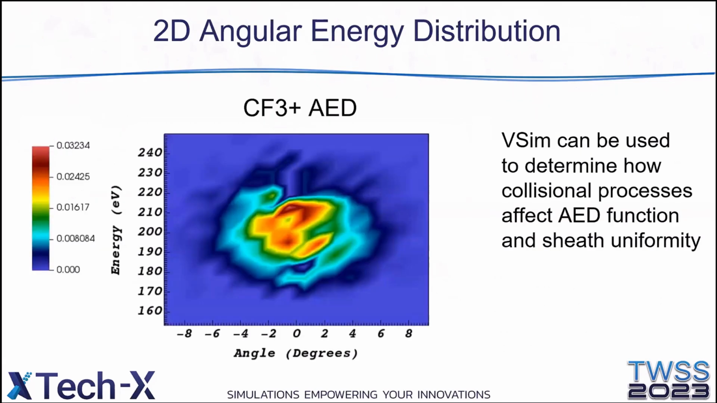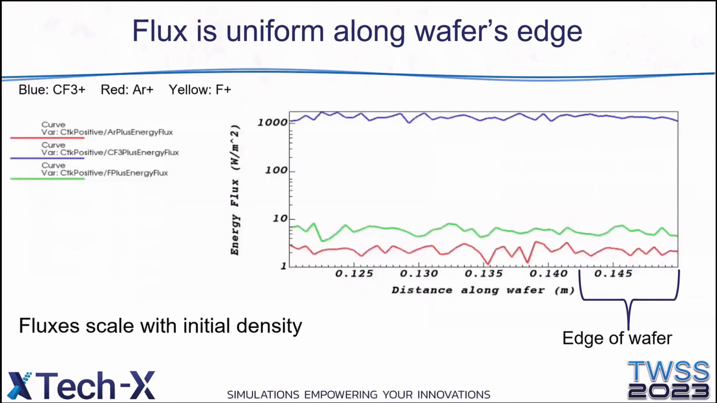And then here is just a plot in a 2D color contour plot of what I just showed you were integrated over angle and energy, but this is the full distribution. And then we could also compute the flux onto the wafer. This is the energy flux. These fluxes scale with the initial density, so we're seeing much larger fluxes of CF3. We see a decent uniformity at the edge of the wafer.